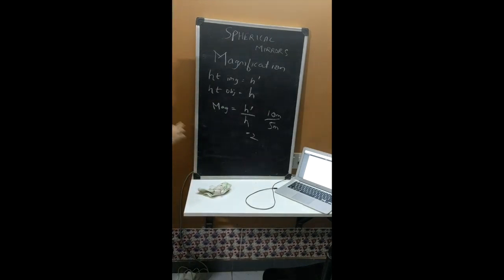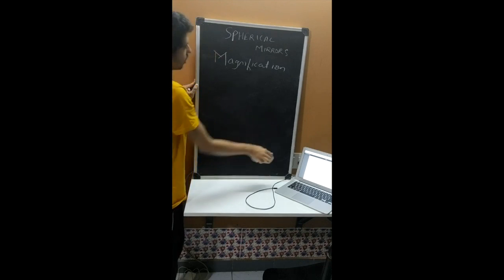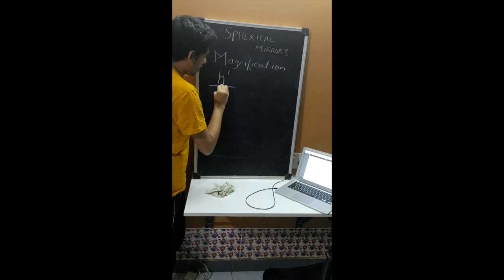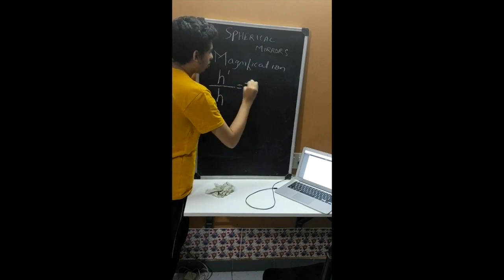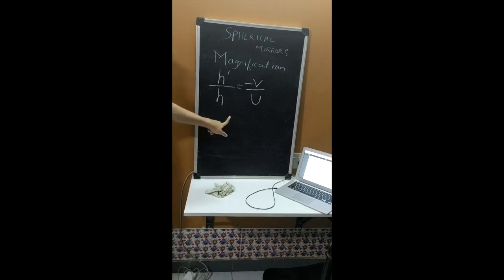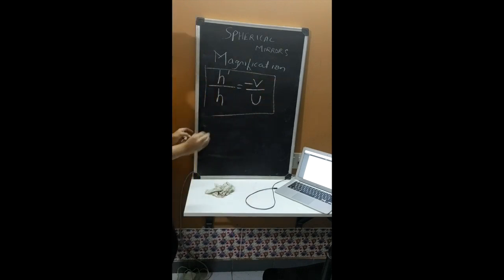So this is magnification. Now there is a formula to relate magnification to v and u. The formula says that h dash by h equals minus v by u. Okay? So this is the magnification formula. This also you have to note down.